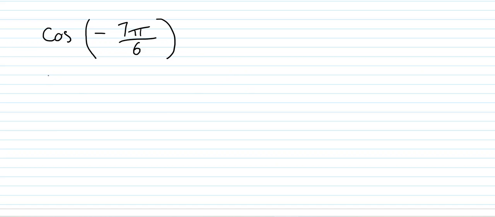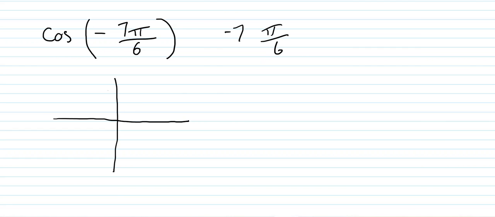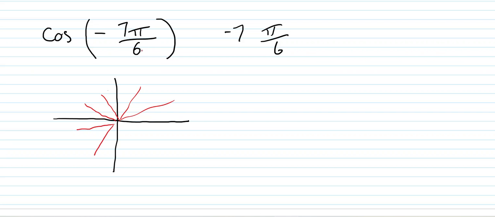So we want to draw the angle. So we want to look for multiples. Think of this as negative 7 multiples of pi over 6. So pi over 6 is 30 degrees, so that divides each quadrant into 3 angles. All right, and so we want to go 7 of those.